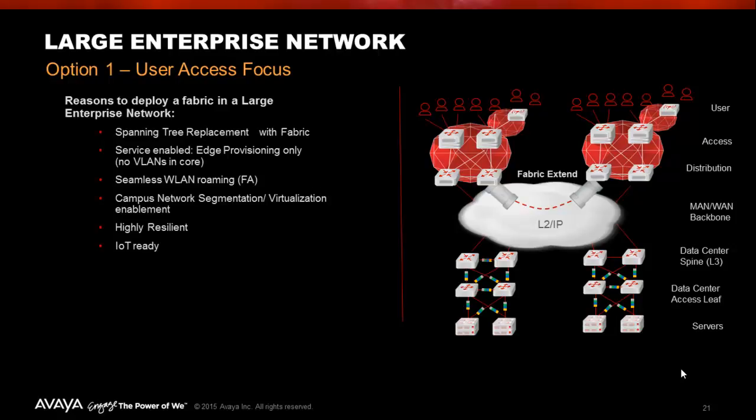I get the benefits of spanning tree replacement, I get edge provisioning only, I don't have to touch VLANs in the cores of these different sites. I get seamless WLAN roaming, so user A goes from seeing site A to site B. Guess what? They basically have their same IP personality, their same IP address. There's no reason to do any wacky L3 tunneling, and there's no need to be able to go back to a secure controller in order for that translation, and so forth and so on.